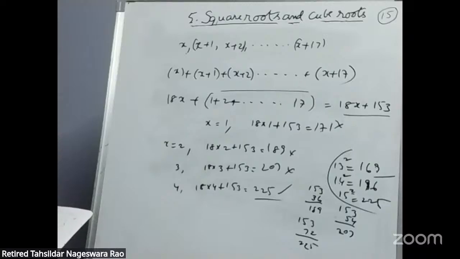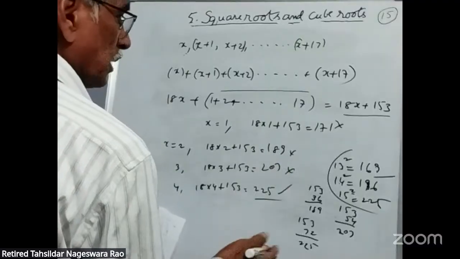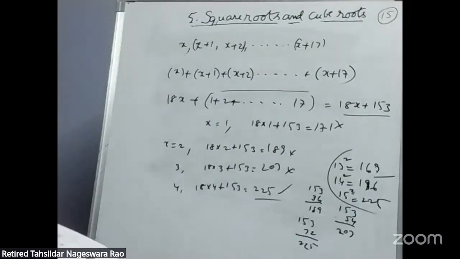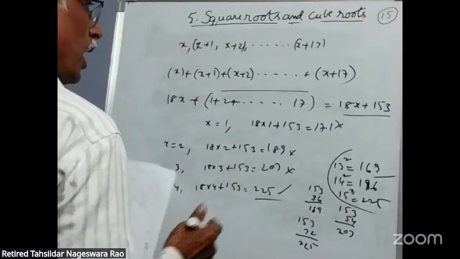What is the smallest possible value of this sum? Automatically, 225 is the smallest one. Afterwards, there may be other numbers also. You cannot get less than 225, a perfect square, satisfying this condition. So, the answer is 225.